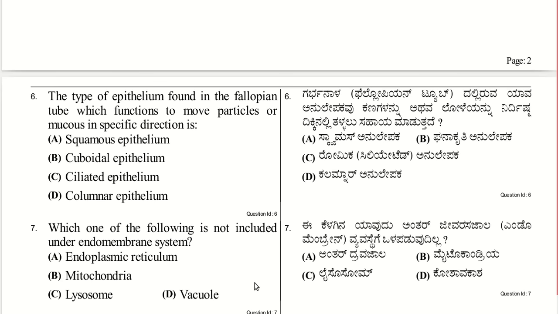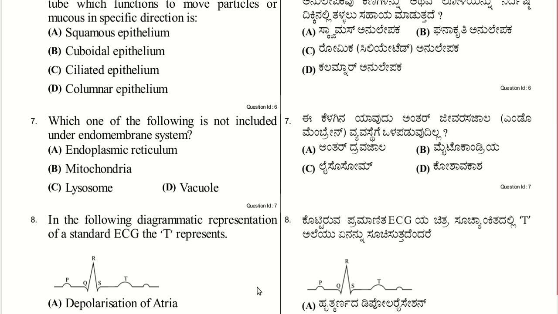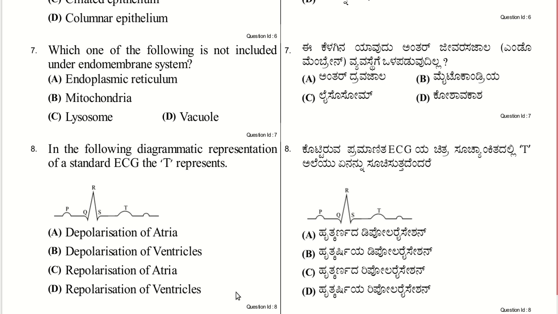In the following diagrammatic representation of a standard ECG, that is electrocardiogram, the T represents: depolarization of atria, depolarization of ventricles, repolarization of atria, repolarization of ventricles. The answer is repolarization of ventricles. So T represents repolarization of ventricles in the ECG.